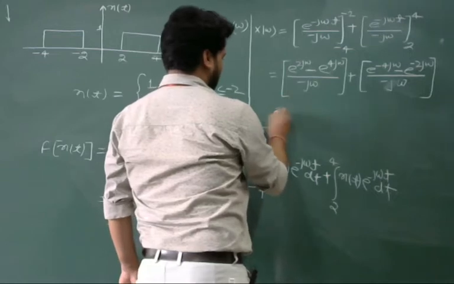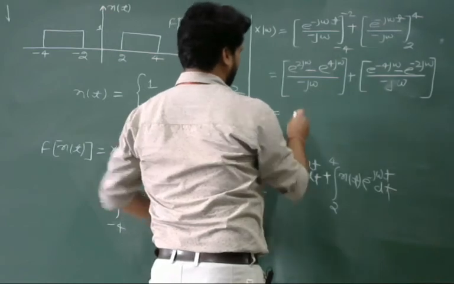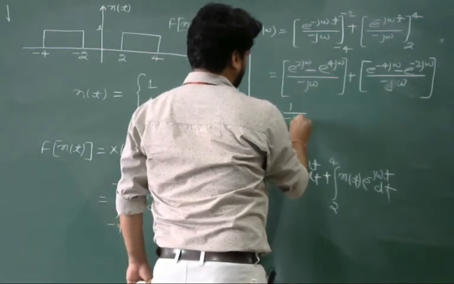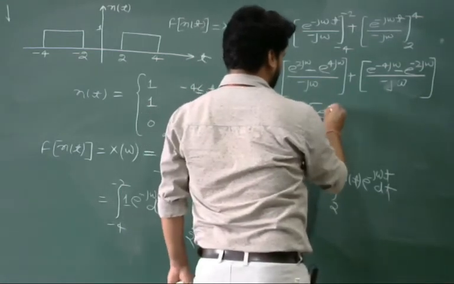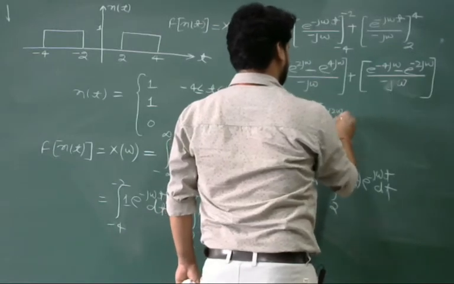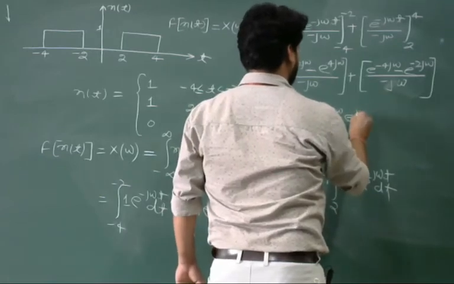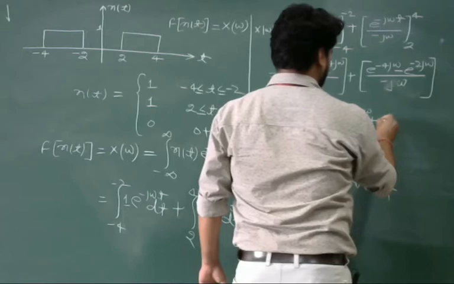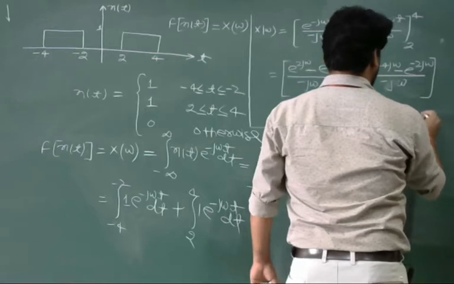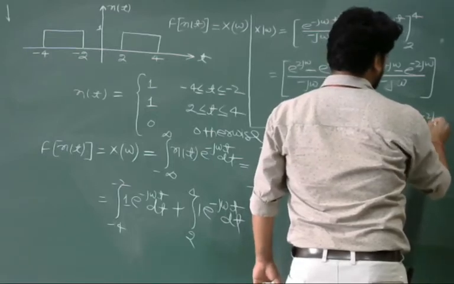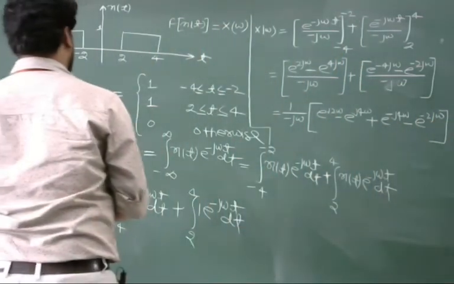Now simplify this expression. First of all, take 1 upon minus j omega common. This will become easier. Now this will become e power j2 omega minus e power j4 omega plus e power minus j4 omega minus e power minus 2j omega. This is how this expression can be simplified.